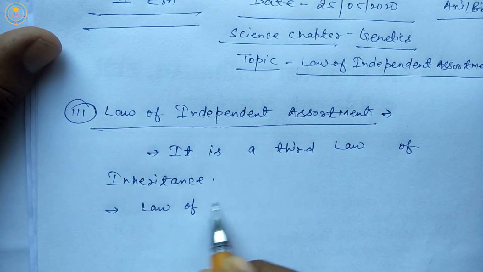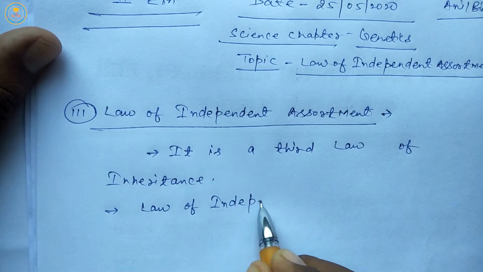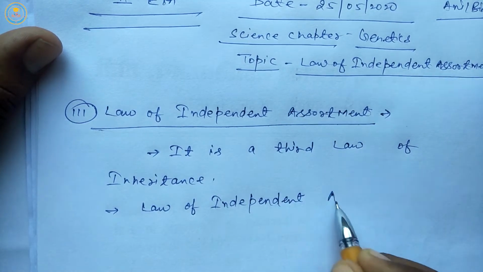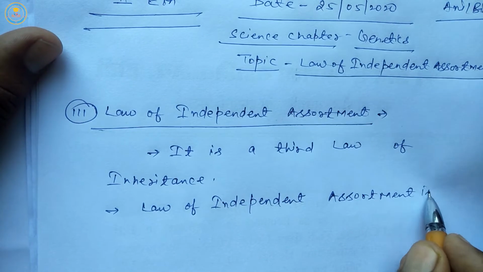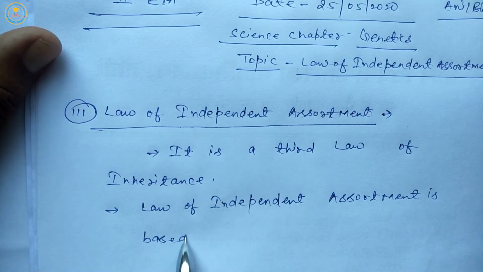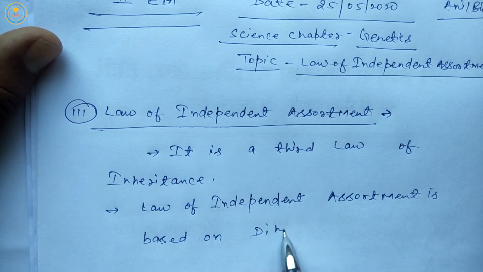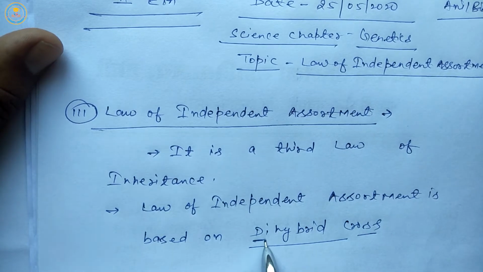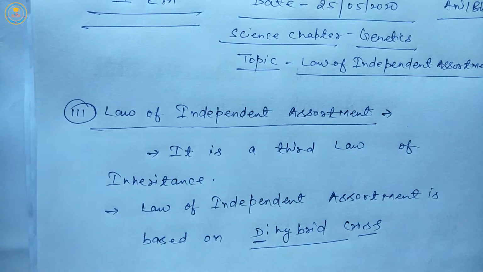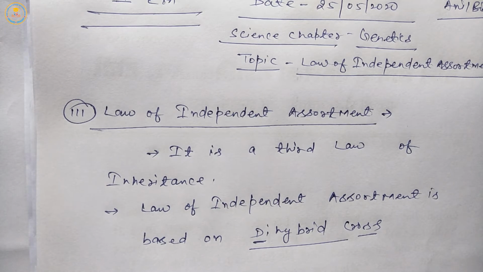Next, the law of independent assortment is based on dihybrid cross. It means when two contrasting characters are taken and form a specific generation, the study of two pairs of contrasting characters is called dihybrid cross.